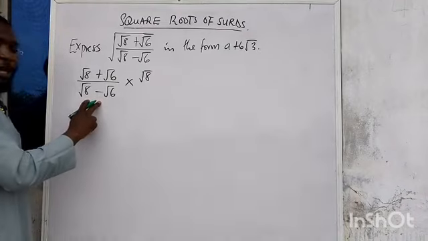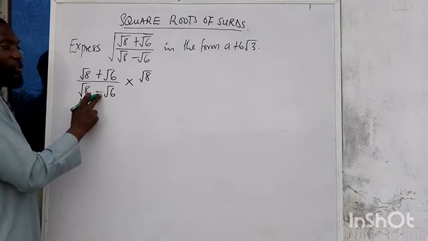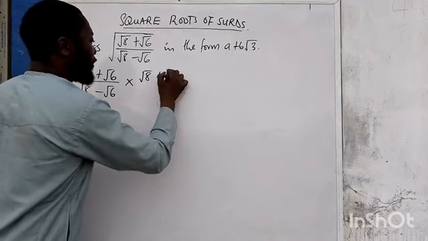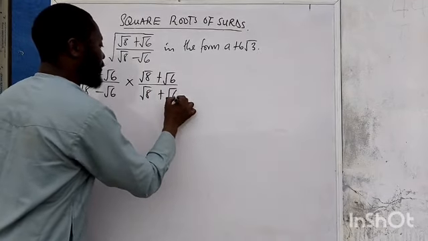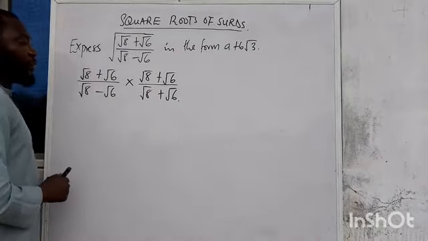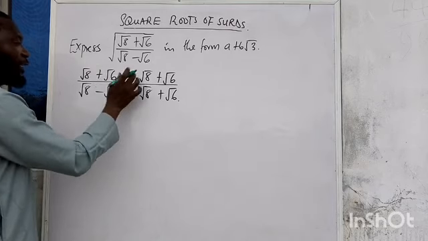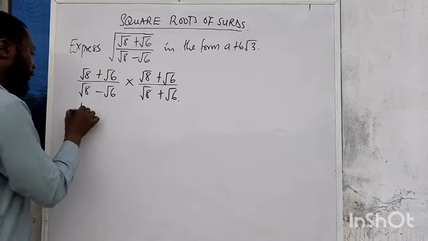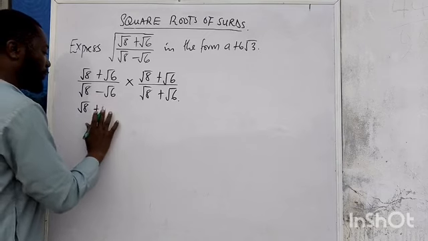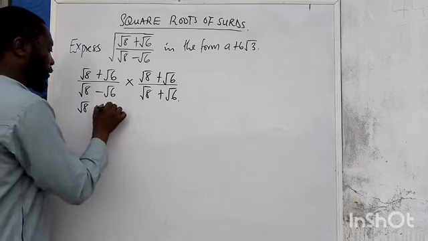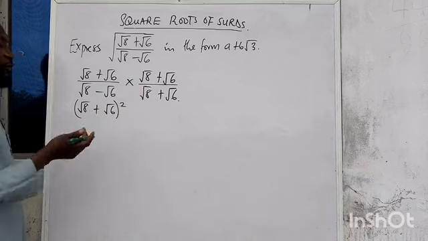When you rationalize, you multiply by the conjugate of the denominator, so the sign changes to positive. You have plus square root of 6 over square root of 8 plus square root of 6. Now let's simplify. Look at the numerator: they are entirely the same, so I can write it as square root of 8 plus square root of 6, everything squared.